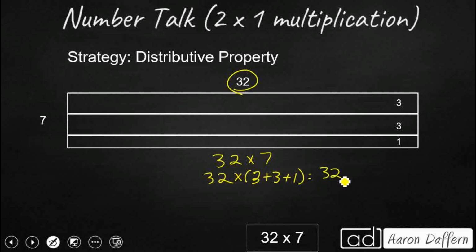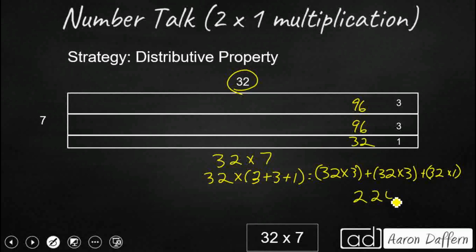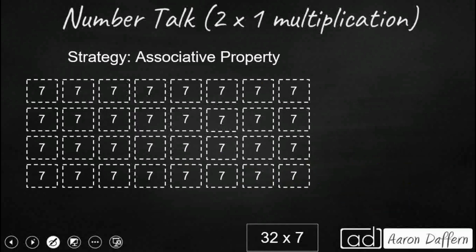So I'm going to take my 32 and multiply that by 3, and that's going to give me 96. I'm going to take my next 32, multiply that by 3 again, give me another 96. So that is going to give me a running total of 192. And then I've got 32 left. And I'm just going to multiply that by 1 because I've just got that right there. I'm still going to get my same answer of 224. That's just a different way to use the distributive property.